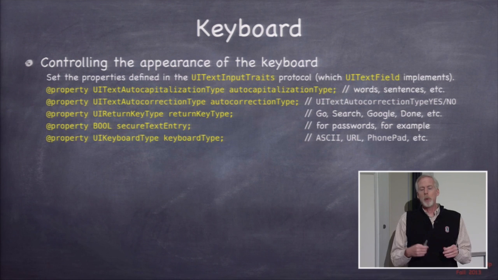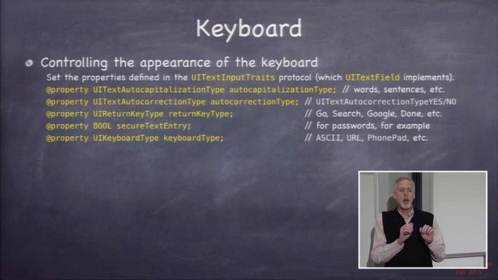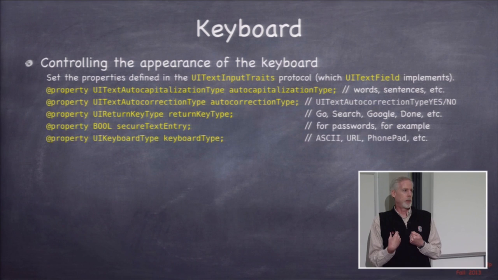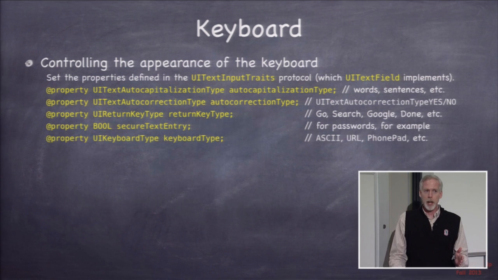The keyboard, there's really no property like give me the keyboard so that I can set properties on it. When you want to control the appearance of this keyboard, you have to send messages to the class UITextField or UITextView that brings the keyboard up. Those classes will all implement this protocol called UITextInputTraits. So this is a set of properties that you can set on a text field or on a text view that aren't really controlling anything about the text view or the text field. They're controlling the properties of the keyboard that they would bring up.